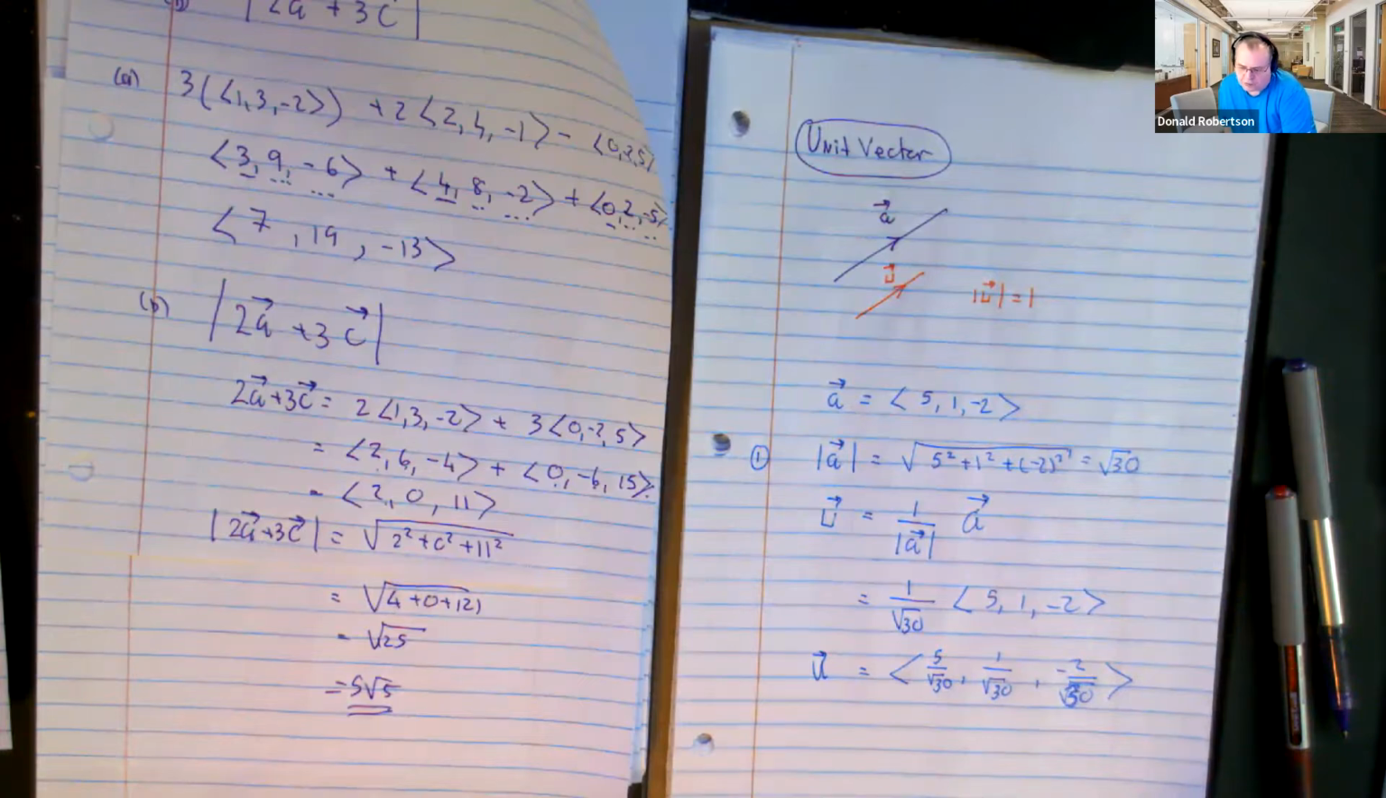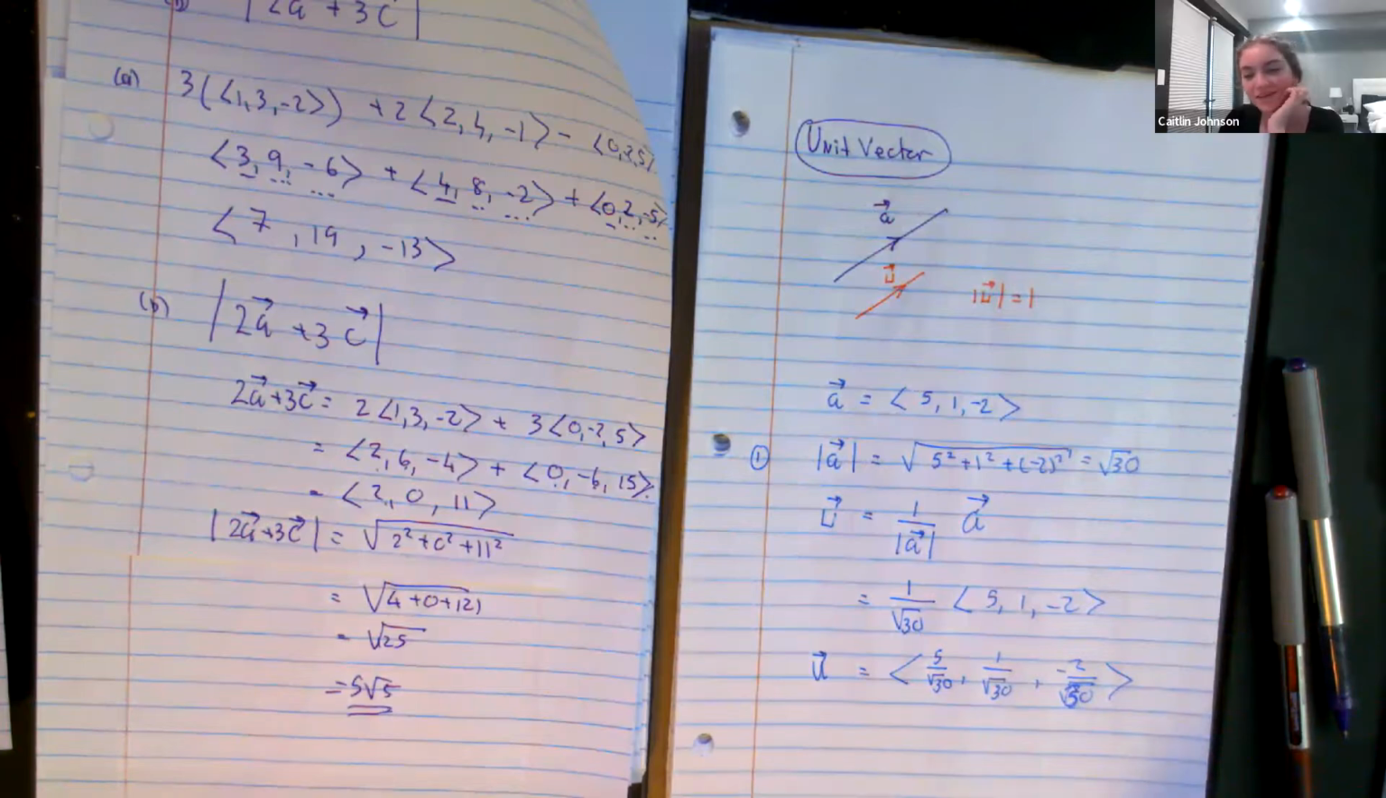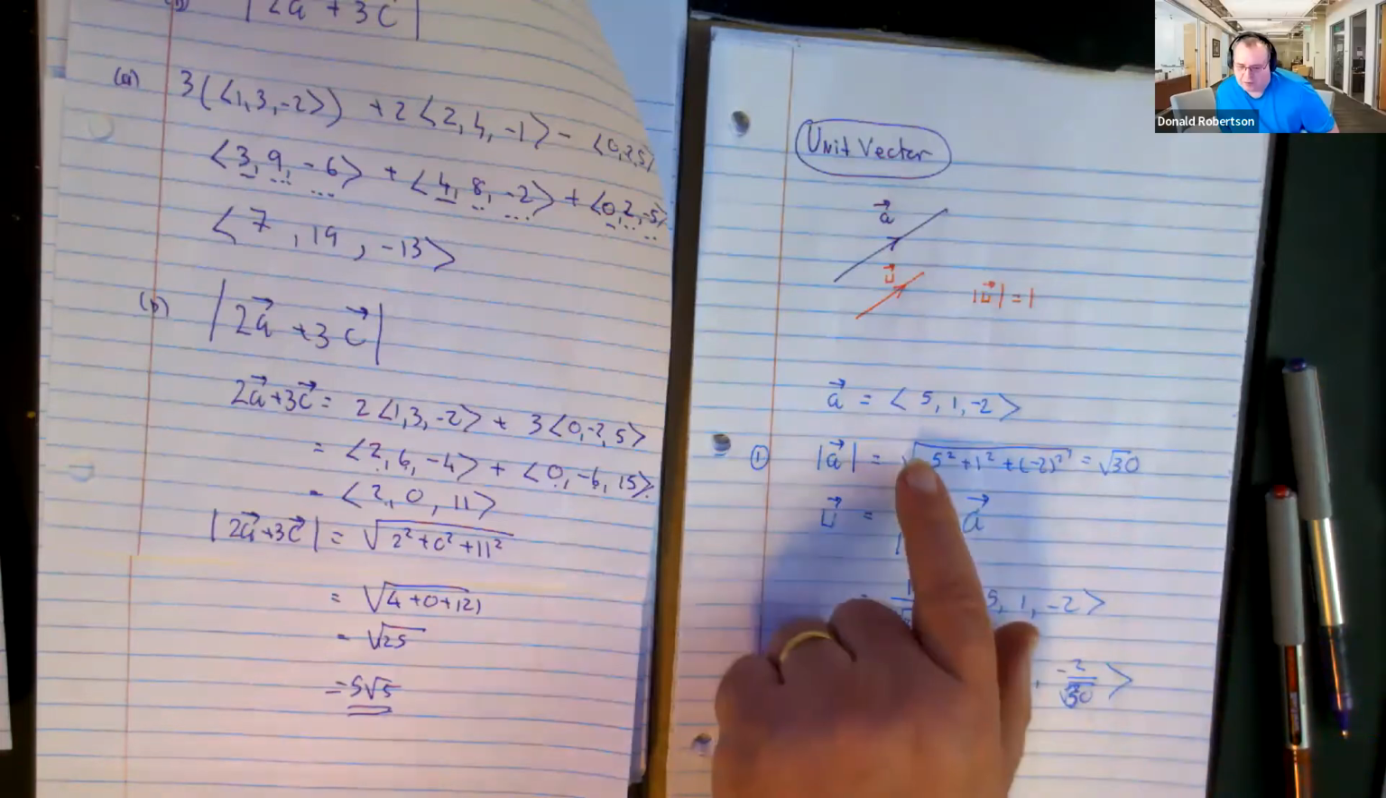You're looking puzzled. What's the problem, Caitlin? Do we have a problem, or are you just thinking hard? I think I was writing it all down and I think I got lost, so I'll figure it out. Okay, I was probably going too quick.